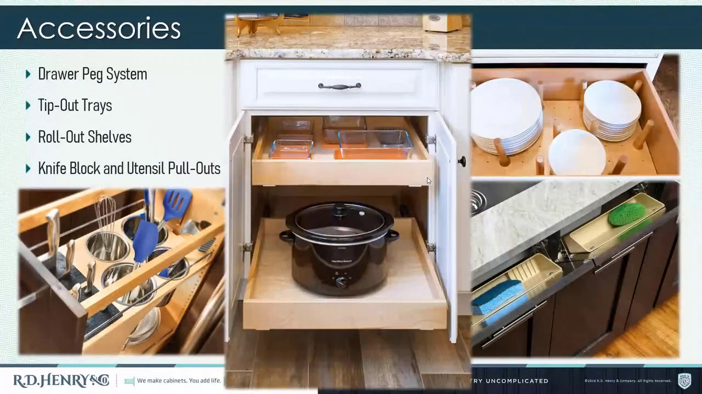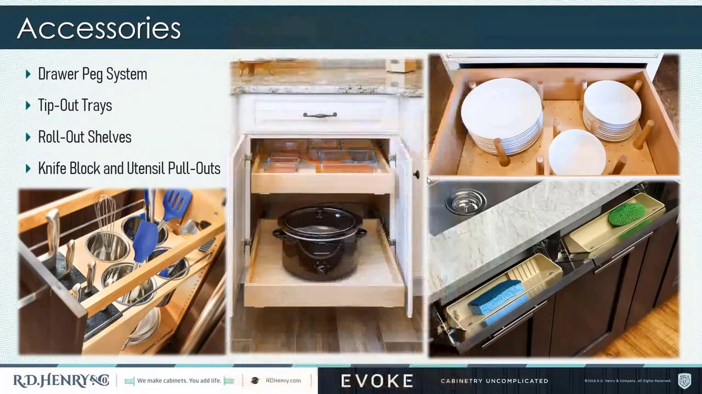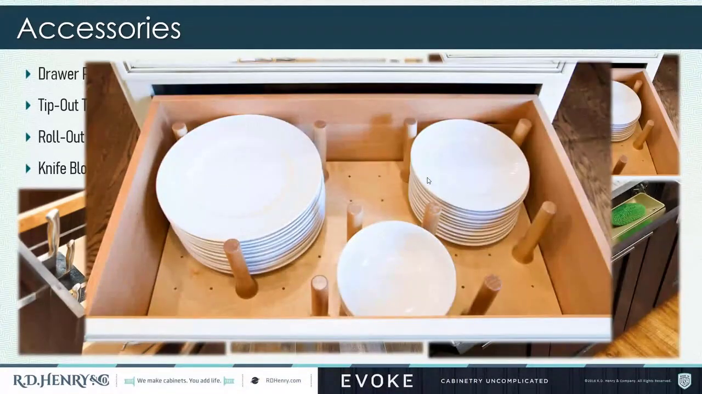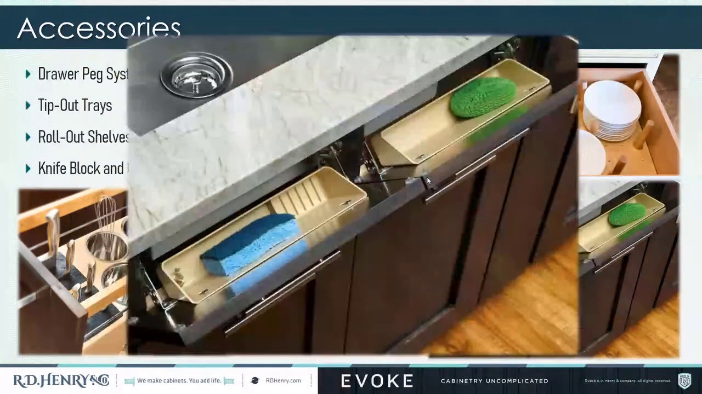Obviously, the rollouts are super popular, so we do have that option. You can do 1 rollout in a cabinet or 2. So you can choose between 1 or 2. And then we have our drawer peg system, which is great for dinnerware, Tupperware, any type of organization. If you add that to a drawer stack, it'll be custom fit to that drawer. And then the tip out trays, I did the sink or the cooktops. These come in plastic or metal, so you have 2 options there. So it's a great feature as well.